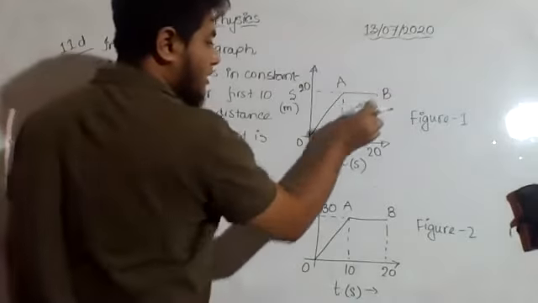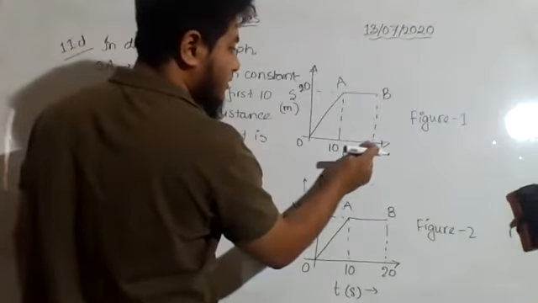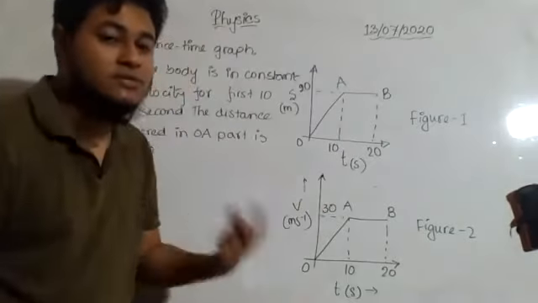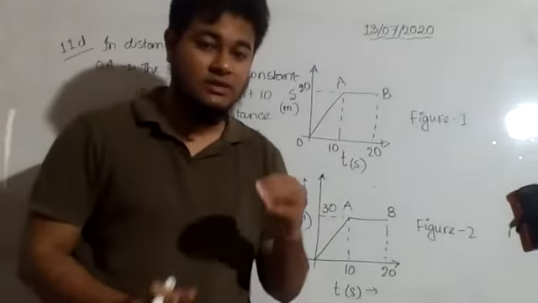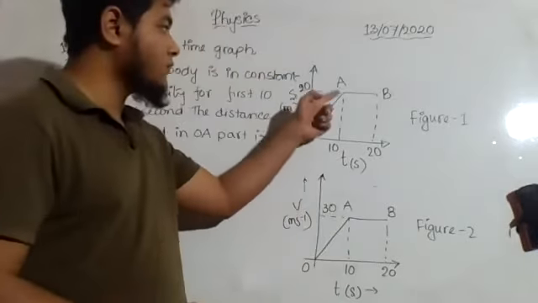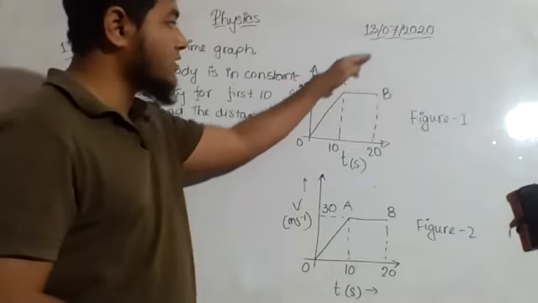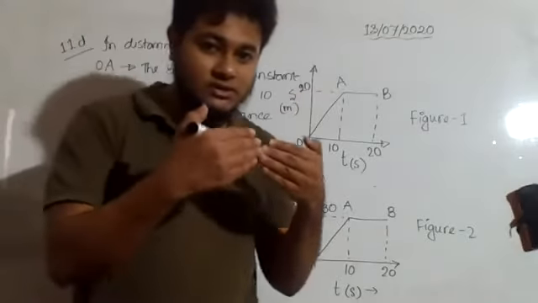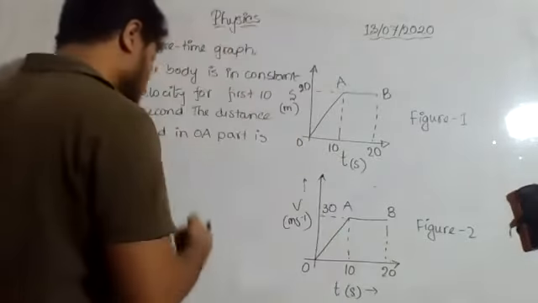Now in AB part, as you can see, the time is going, but the distance is not increasing nor decreasing. Now this happens when the body is stationary. The body is stopped. It is not going forward. Okay. If the body is going forward, then the distance will increase, right? But the distance is not increasing. That means the body is stopped at some certain point.